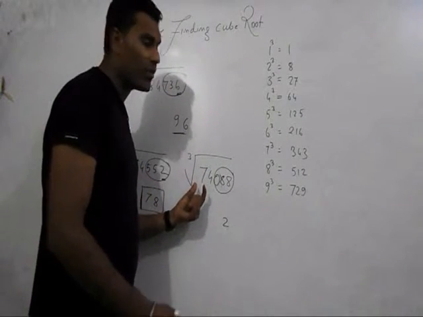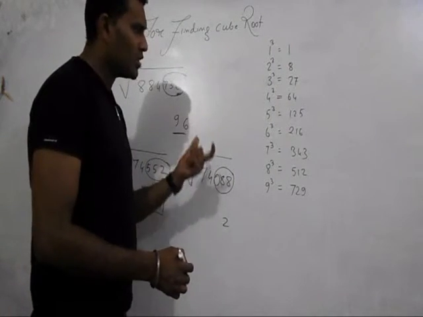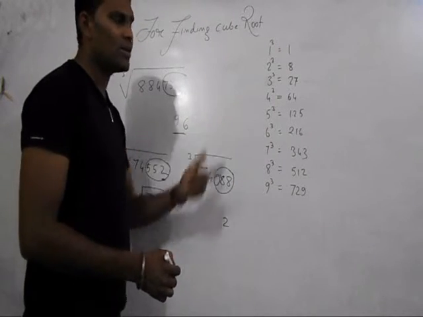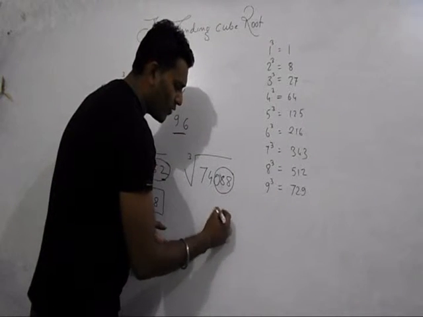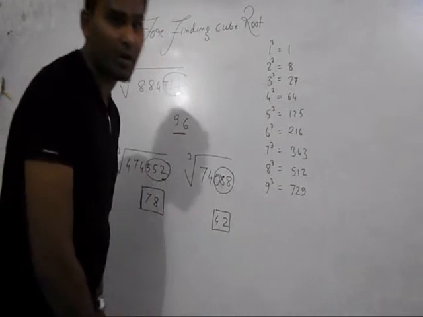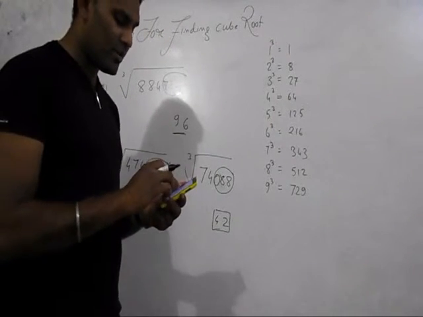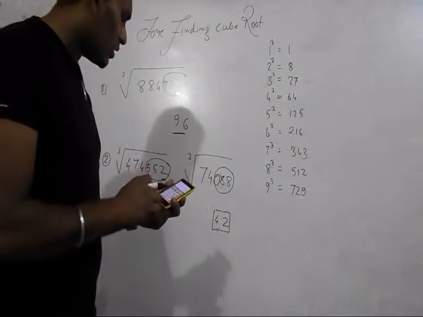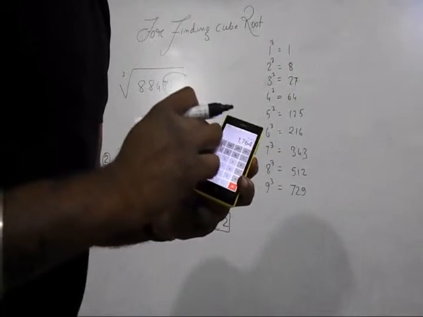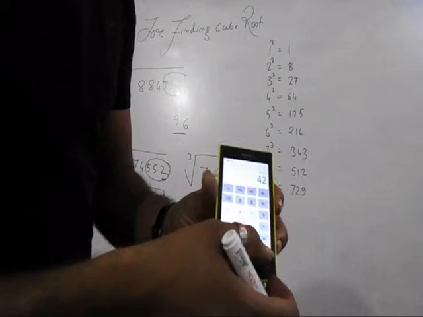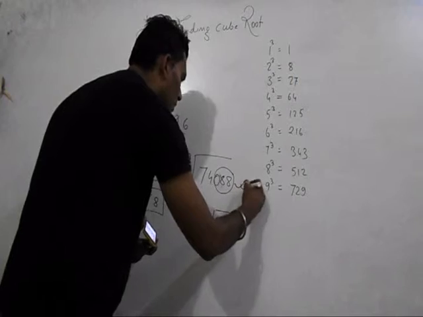Now what is left? 74. Now again check which number is just smaller than 74. Here it is 64. So whose cube is 64? 4. Now I have to write 4 over here. This is the cube root of this number. Again, if you want to check, friend, let's see whether what I did is right or wrong. 42 into 42 into 42 gives 74088. This is the given number.